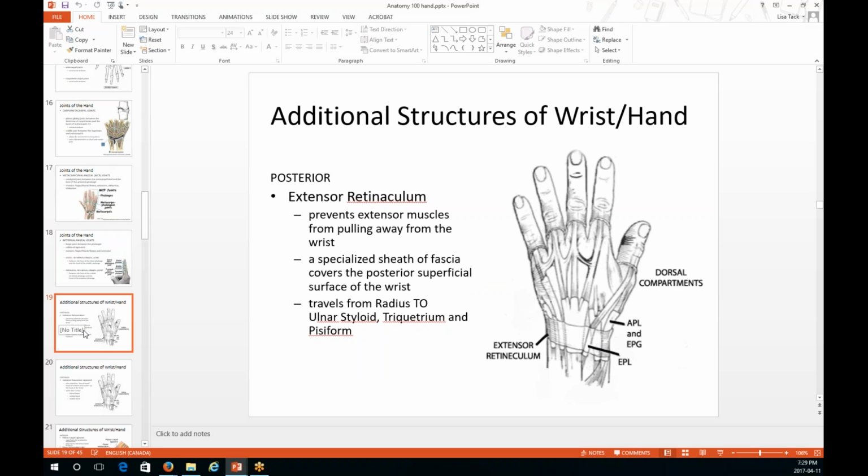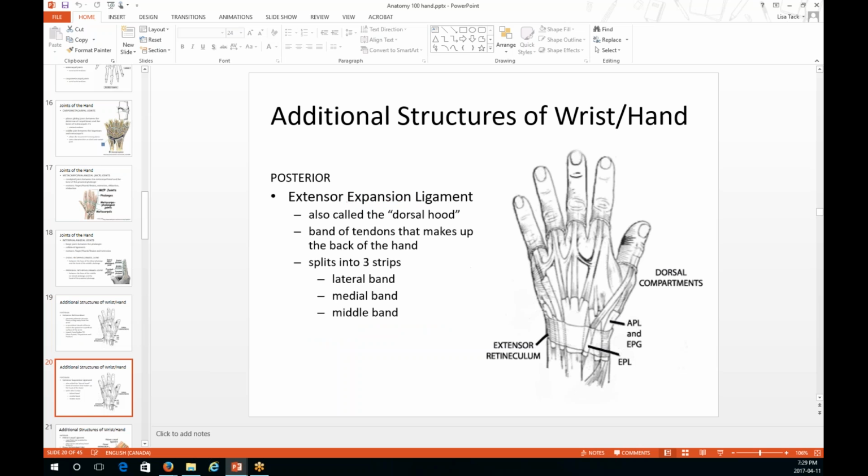And we already talked about the extensor retinaculum. So now we'll talk about the extensor expansion ligament. So it's the bands in between and at the back of the hand. There's 3 strips of tendons. So they're the extensor expansion ligament, also called the dorsal hood, which is on the back of the hand.